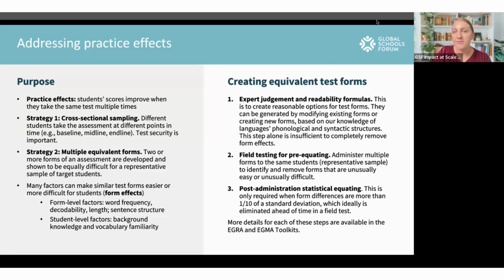Typically in that field testing, you would administer multiple forms to the same students, and then you would eliminate forms that are either unusually easy or unusually difficult. It's also possible, but not preferred, to do statistical equating after administration. This is just to give a sense of some of the issues that can come up when you're needing multiple forms of a test, but really detailed instructions about all of these things are in the EGRA and EGMA toolkits, which we'll share.